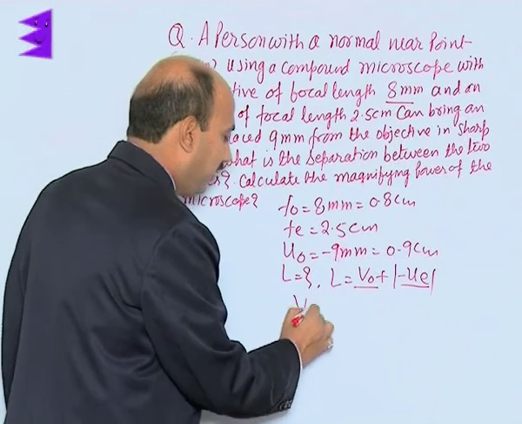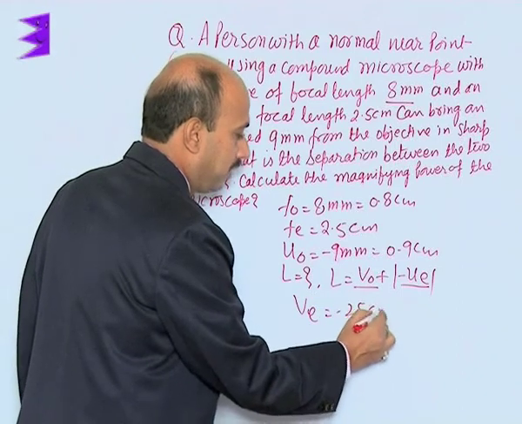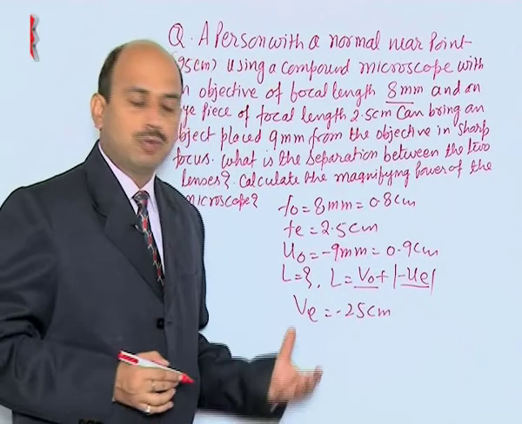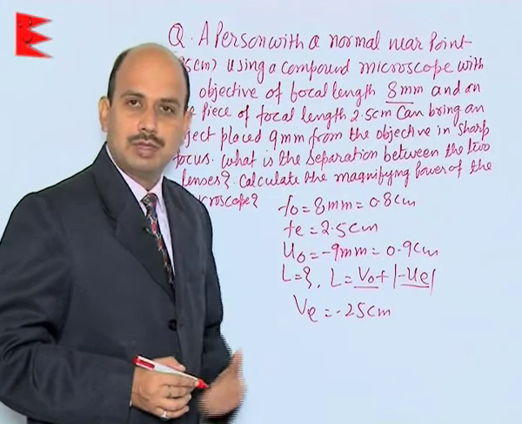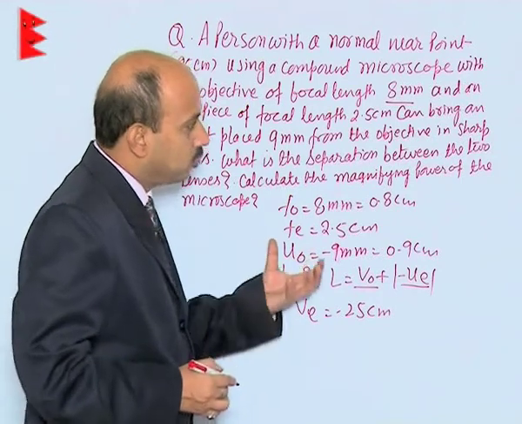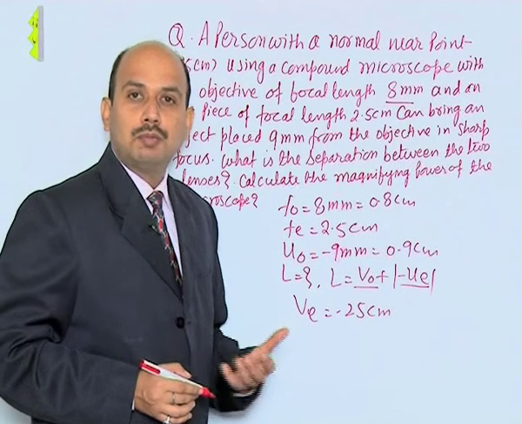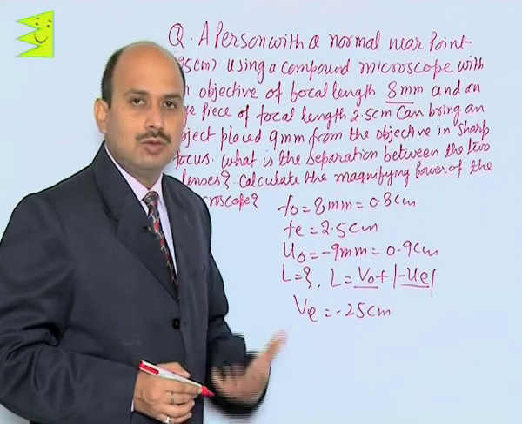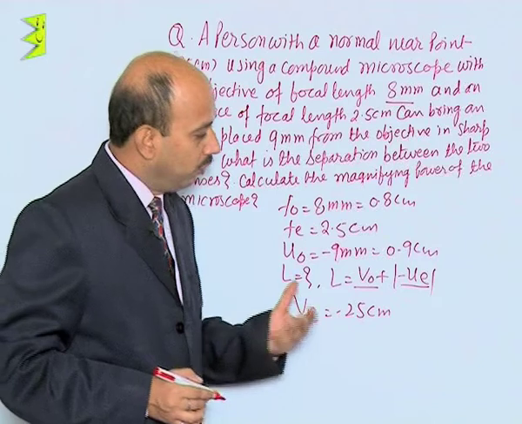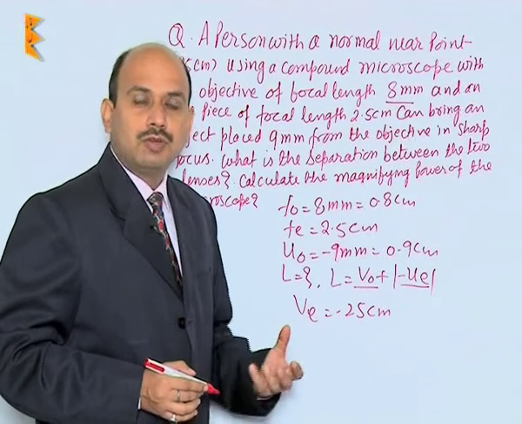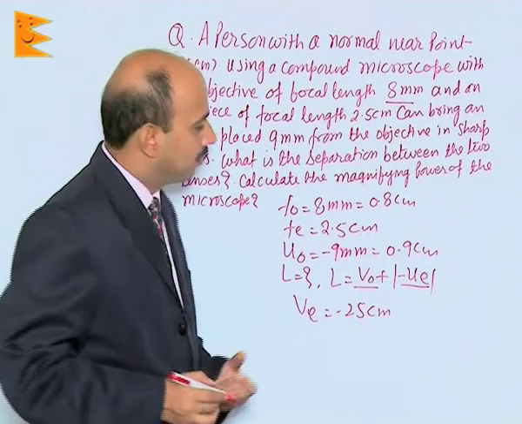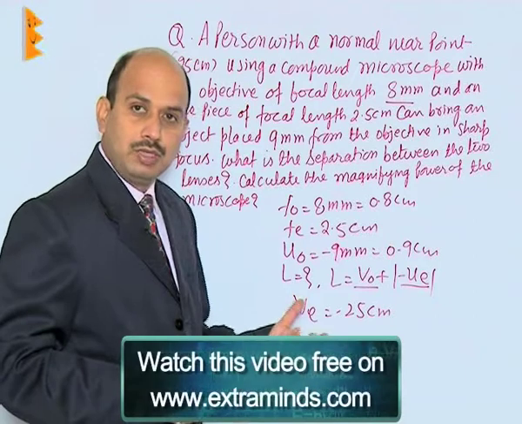We are given here V_E is equal to minus 25 centimeter, because the final image is formed at a distance of 25 centimeter. Now, see here in this question you have to go through the working of the compound microscope in detail, then easily you can solve it. Do not go for the formula, because if you just use the formula and get it, you may commit some mistake. So, now first we will use this formula.